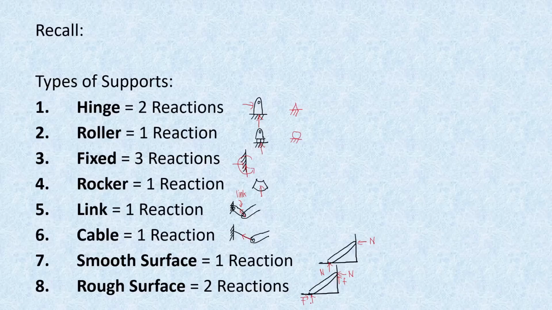Ito N din, and then this will also be N. Now, the value of N will be the value of F, or the frictional force, will be mu times N, or the coefficient of friction multiplied by the normal force. This is what you have to remember.